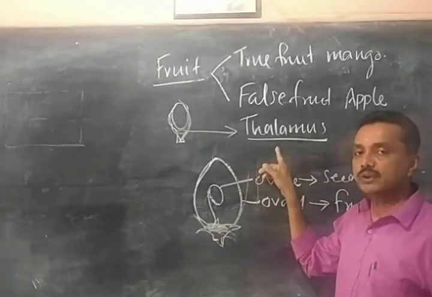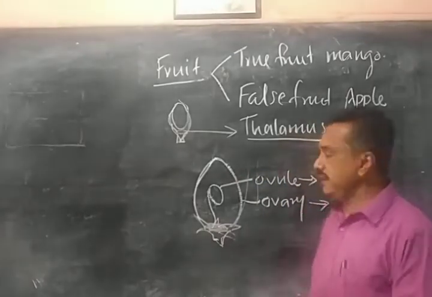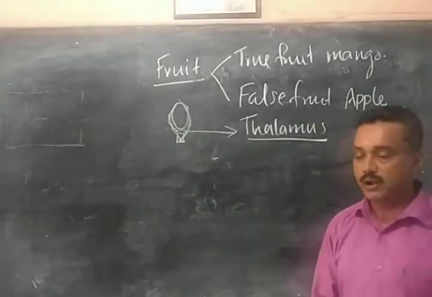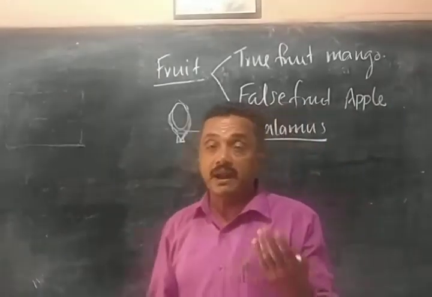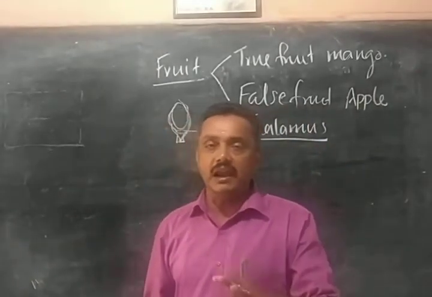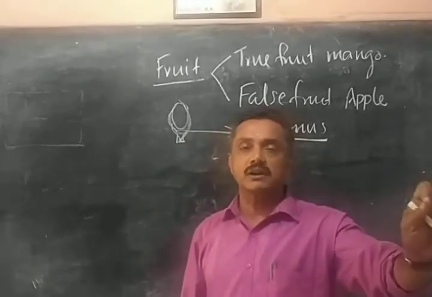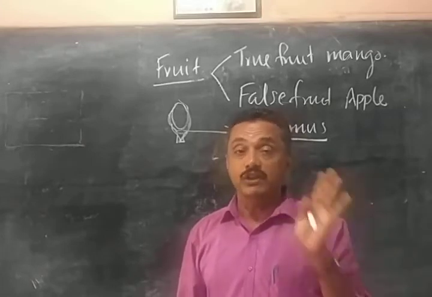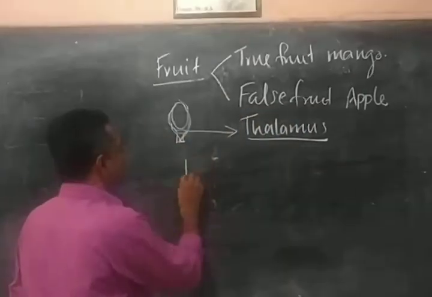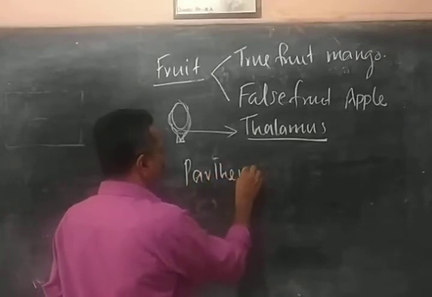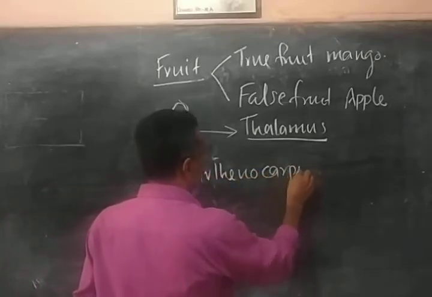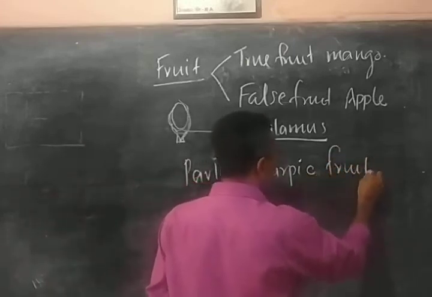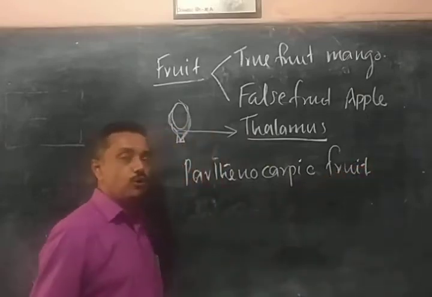Fruits are only developing after fertilization, but very rarely, fruits are developing without fertilization also. Such fruits which are developing without fertilization are called parthenocarpic fruits.